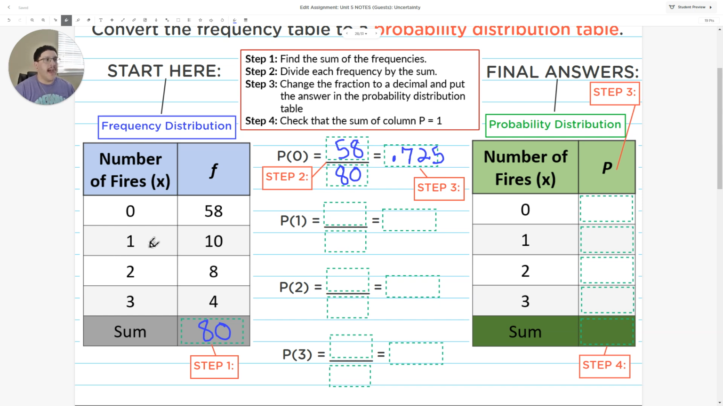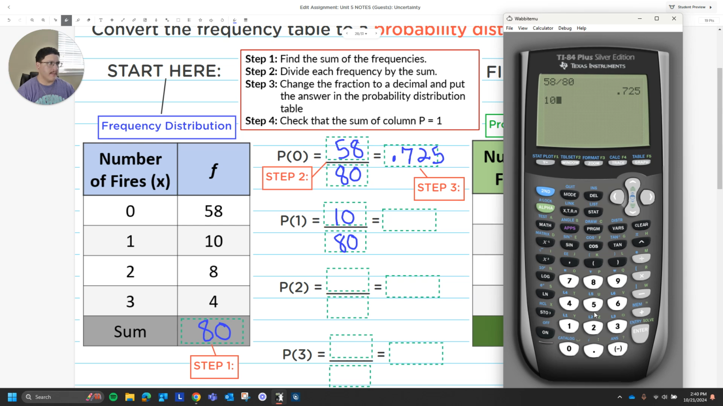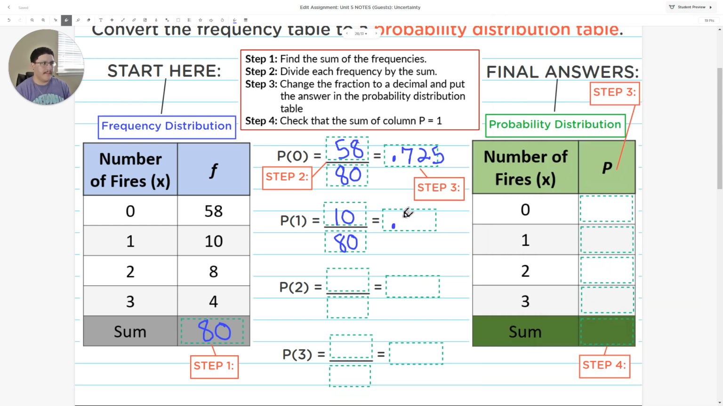What's the probability they had to deal with one fire? Well, out of the 80 days, only 10 of those days they had to deal with one fire. So 10 divided by 80, I believe it's 0.125, but I'm going to check. Yeah, that's right, 0.125. So this is the probability of only dealing with one fire.